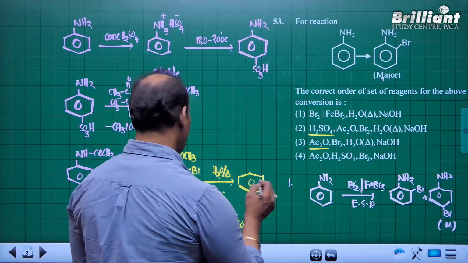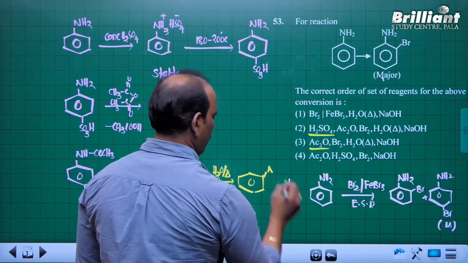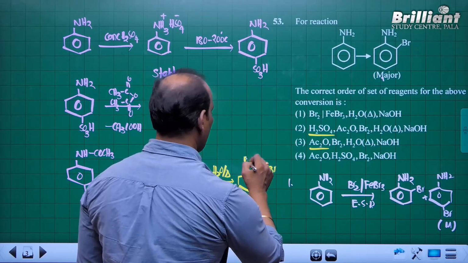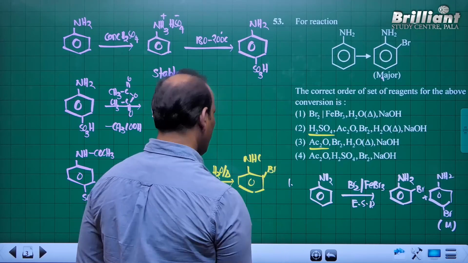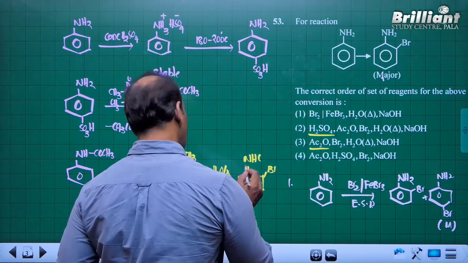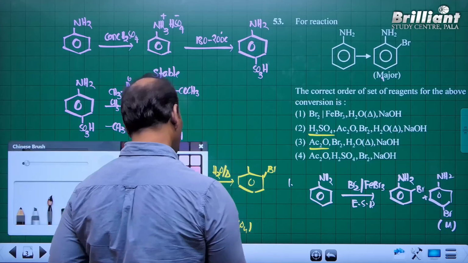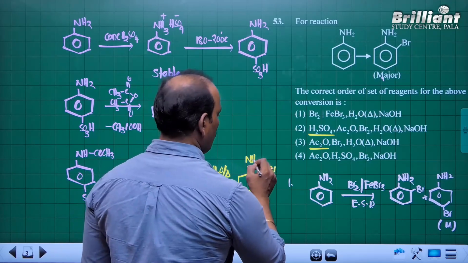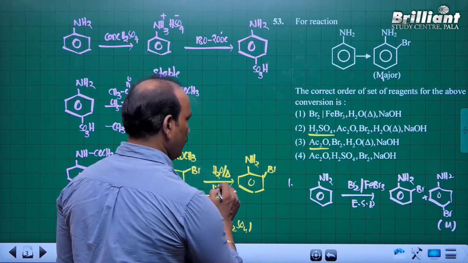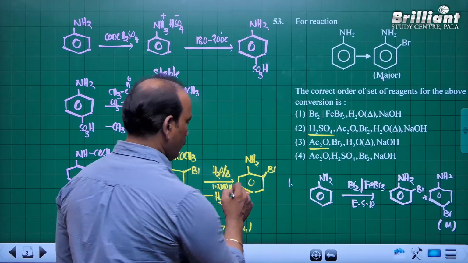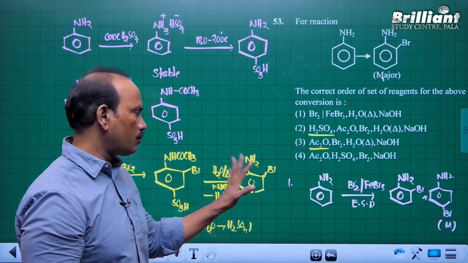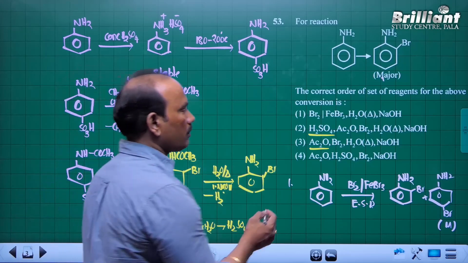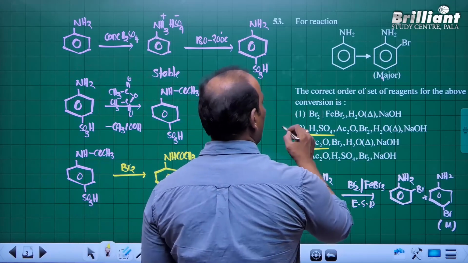Then the remaining part is here Br. This is NHCOCH3, and after that you are getting NaOH, which is nothing but neutralization of this one. This is NH2 followed by NaOH. This is acid and base neutralized to form water. That water is combined with this one to form this part. Okay? This is the answer.